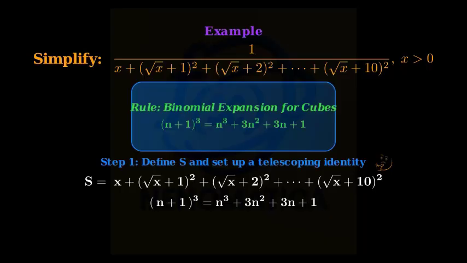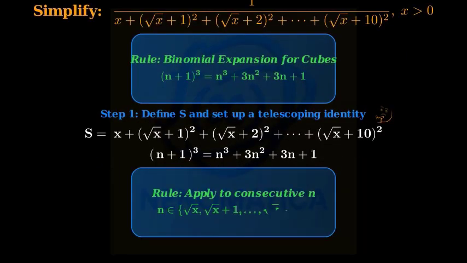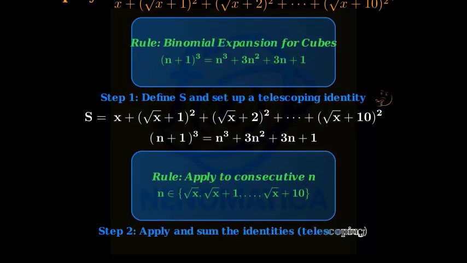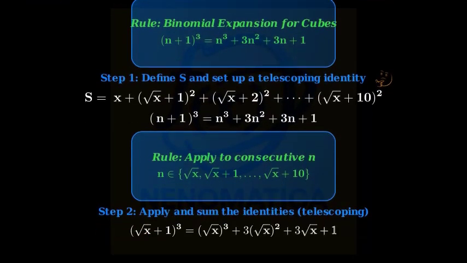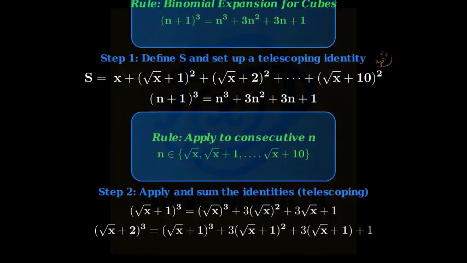We let capital S be the entire denominator, x plus the sum of squares from square root x plus 1 squared up to square root x plus 10 squared. Apply the identity to consecutive values starting at square root x. Step 2. Write a few consecutive instances and then sum them to telescope.